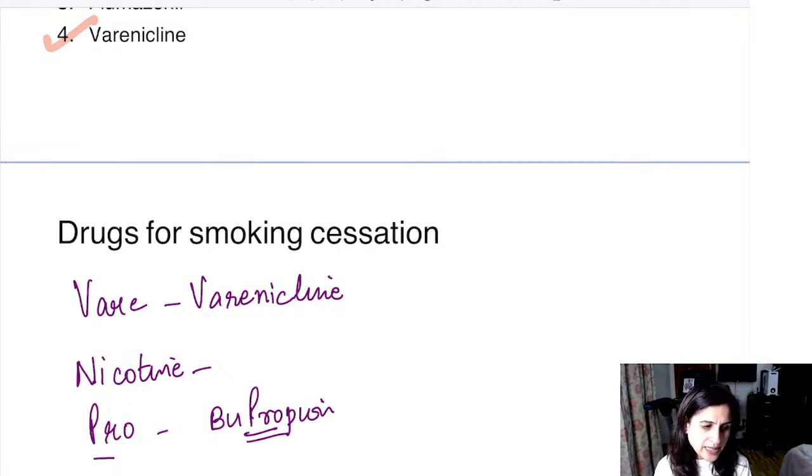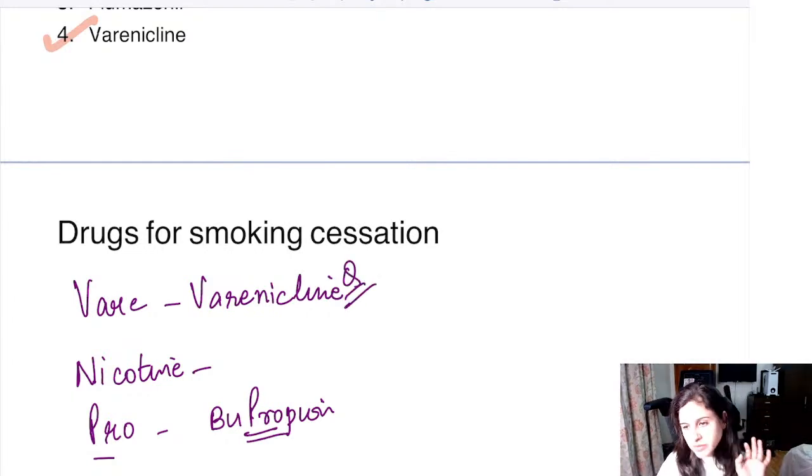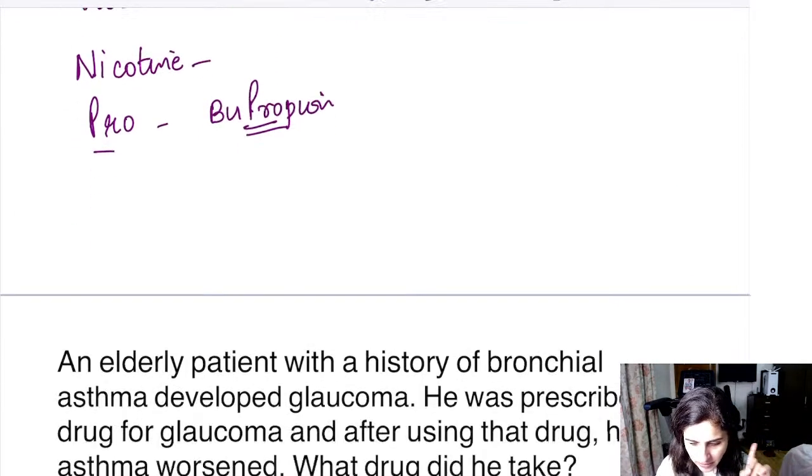ये 3 drugs हैं which have been approved for smoking cessation. ये आपको 3 drugs याद रखनी है, any of them. So again this is a very very important drug to remember. Now coming to the last question.